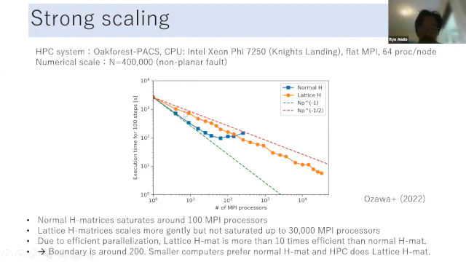But for the lattice H-matrices, the curve is gentler. For a smaller number of MPI processes, normal H-matrices are more efficient. But the important thing here is that lattice H-matrices don't show this kind of saturation. So if we use a very, very large number of MPI processes in the HPC environment, this kind of lattice H-matrix optimization is necessary.